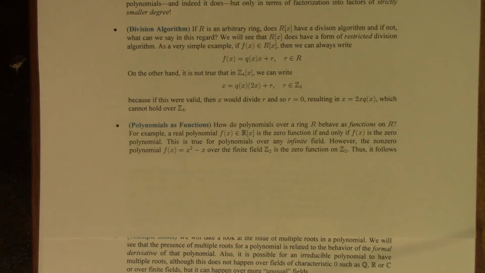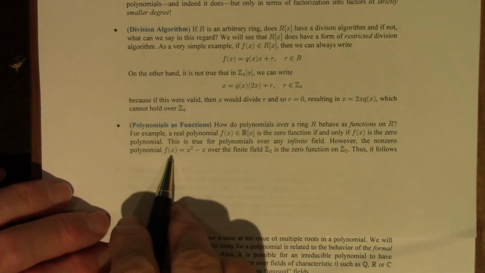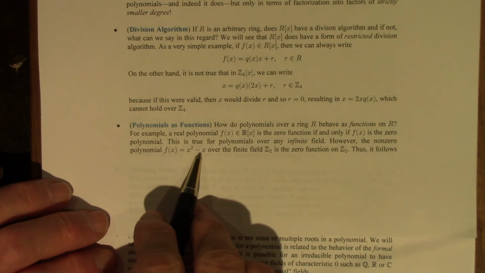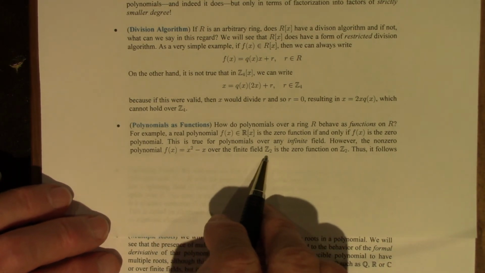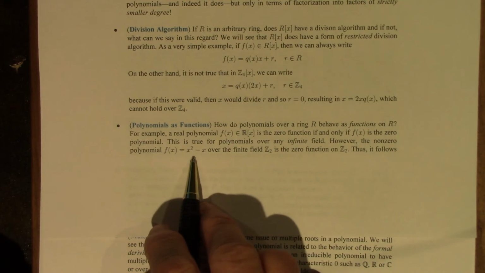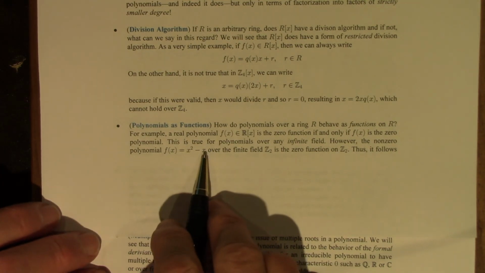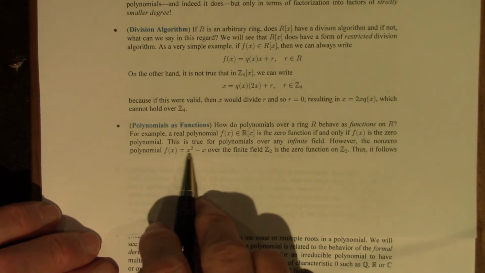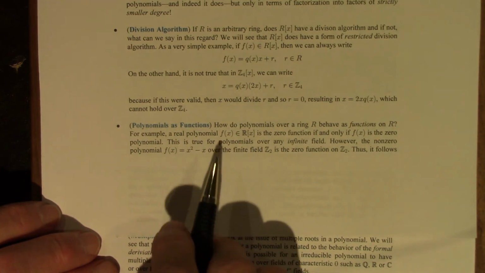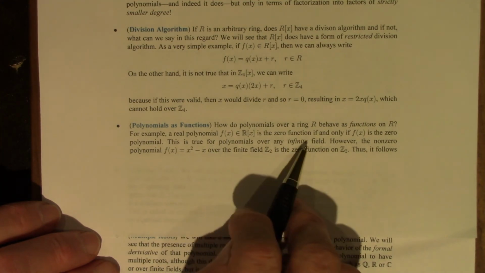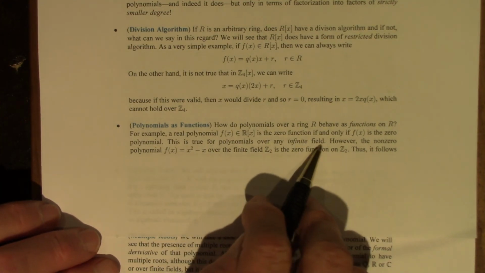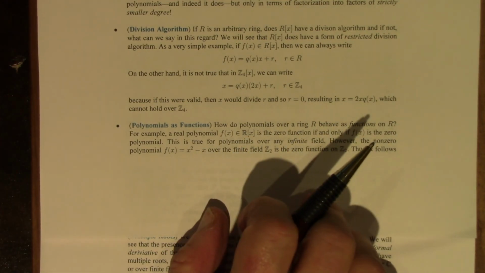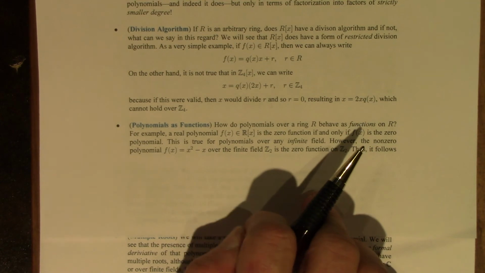And this is true in more generality for polynomials over any infinite field. But consider this. This polynomial, x squared minus x, over the finite field Z2 is a non-zero polynomial, but it's the 0 function. Because if you put in x equals 0, you get 0. If you put in x equals 1, you get 0. Okay? So if the base is not an infinite field, then you can have a non-zero polynomial being the zero function.